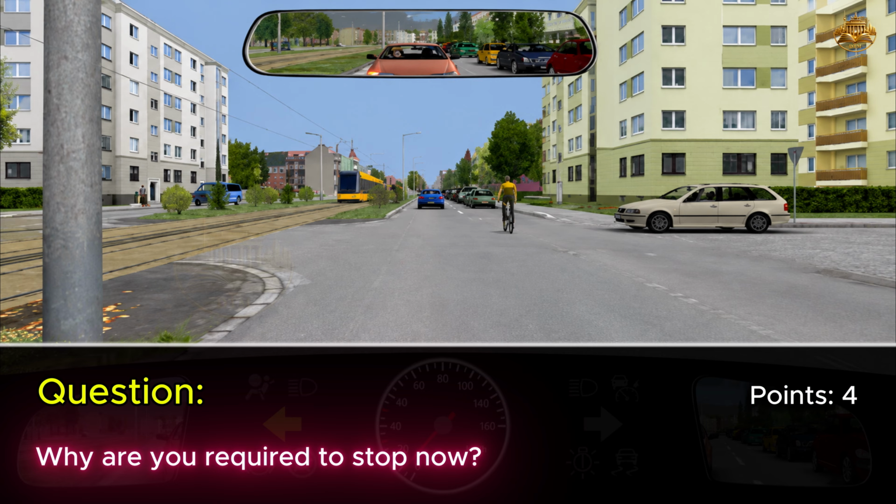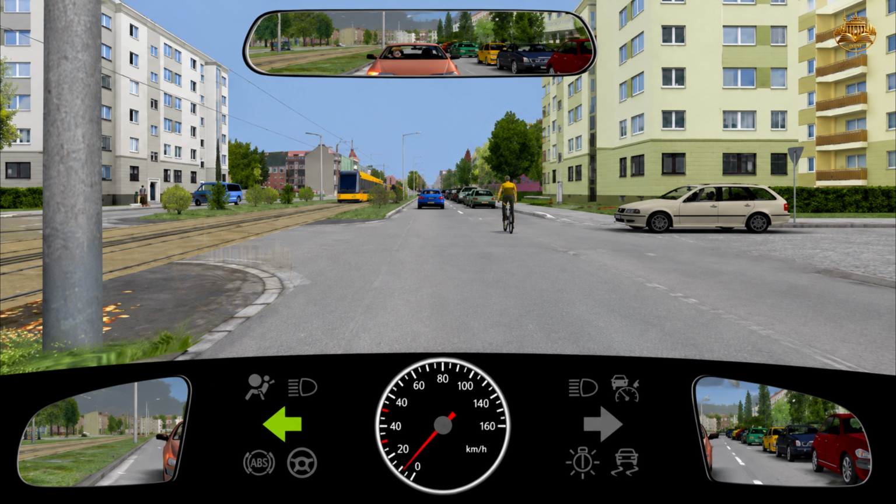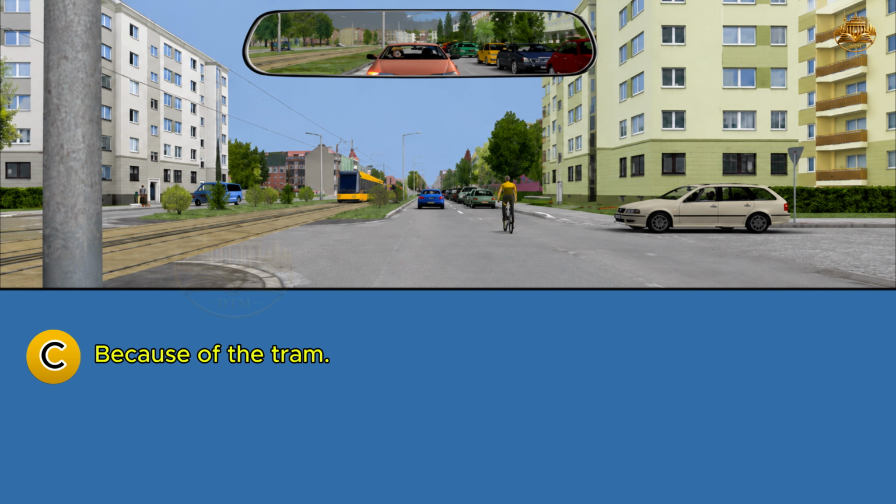Option C: because of the tram. The tram is approaching from the left side. We must take the tram into consideration and stop because its path has priority in this situation. So what is the correct answer? The correct answer is C. Why? Answer C is correct because the tram has priority in this situation. We must stop and allow the tram to pass safely before continuing.